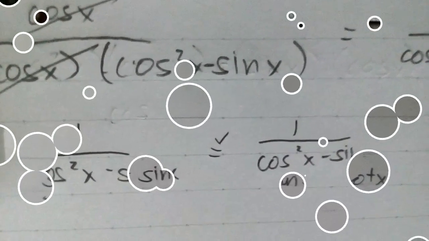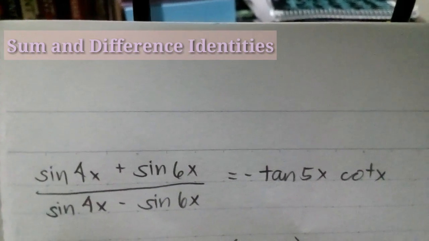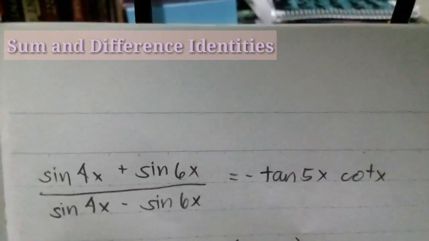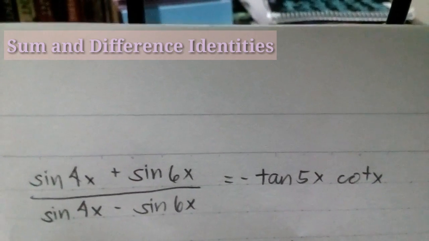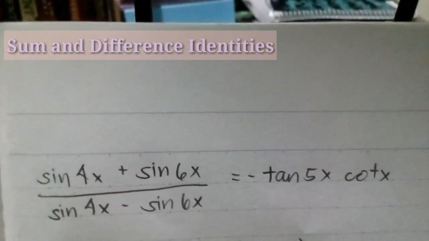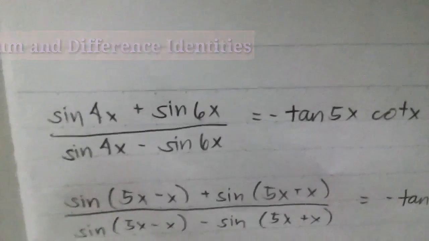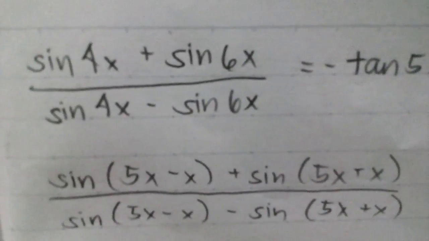So for the sum and difference identities, we have sine 4x plus sine 6x over sine 4x minus sine 6x is equal to negative tangent 5x cotangent x. So the first step is to factor the 4x and the 6x.